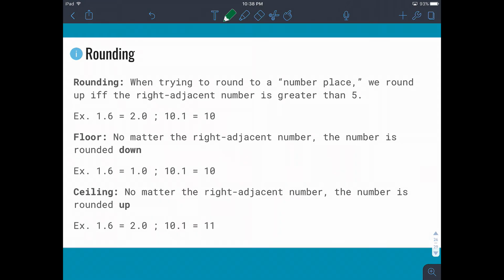Now, in computer science, there's the concept of floor and ceiling. No matter the right adjacent number, the number is rounded down if we apply a floor operator to a number. So if we have 1.6, we floor it, then it will become 1.0. 10.1, we floor it, then it'll be a 10. Whereas ceiling is the opposite. We go up no matter the right adjacent number. Therefore, the number 1.6 will be rounded up to 2.0, and 10.1 will also be rounded to 11.